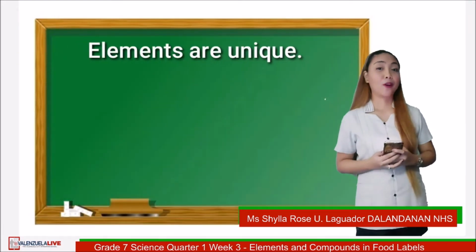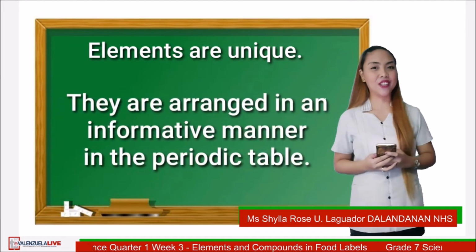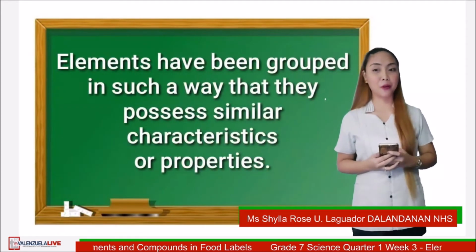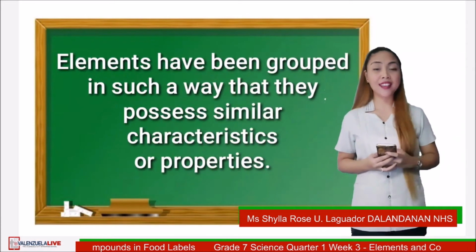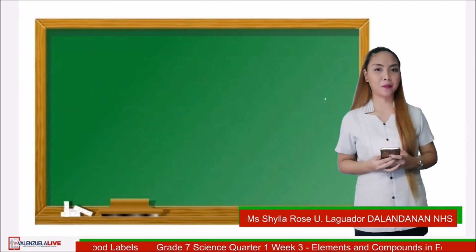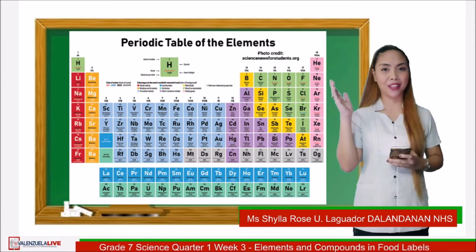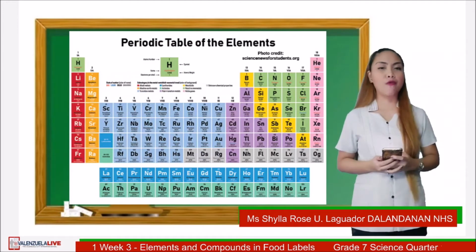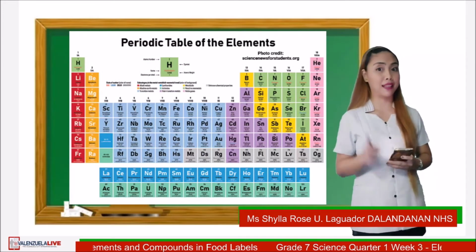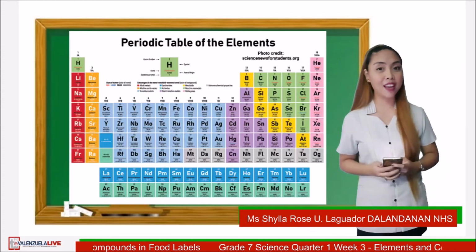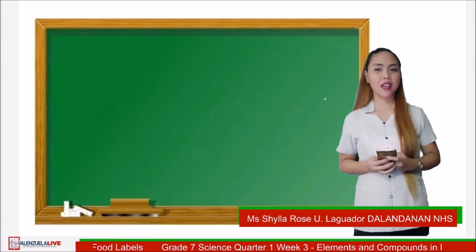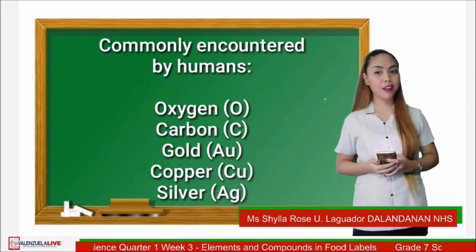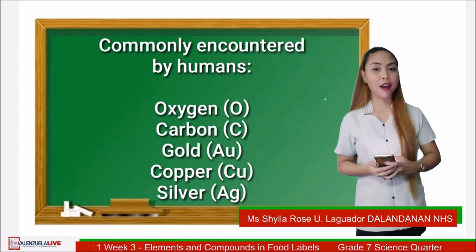Elements are unique. Thus, we can say that they are arranged in an informative manner in the periodic table. Elements have been grouped in such a way that they somehow possess similar characteristics or properties. Here is an example of the periodic table of elements. From the past lesson, we knew that there are over 100 known elements that can be seen in the periodic table. To be specific, there are 118, some of which are frequently encountered by humans like oxygen, carbon, gold, copper, and silver.